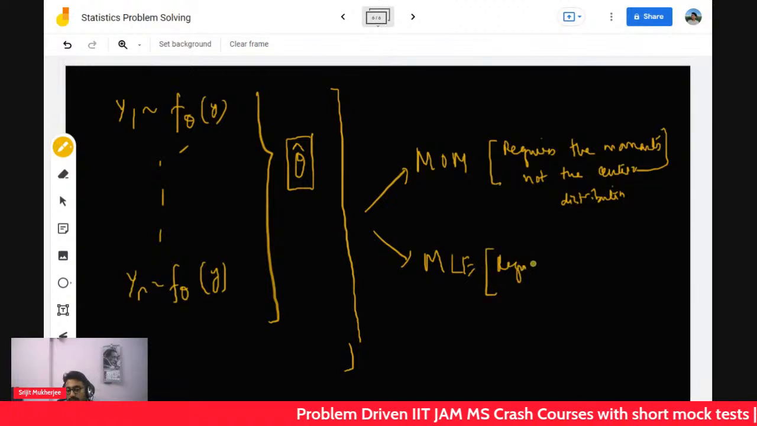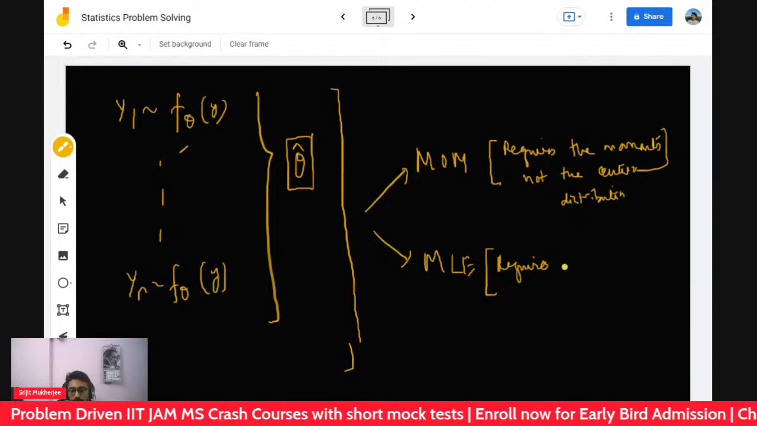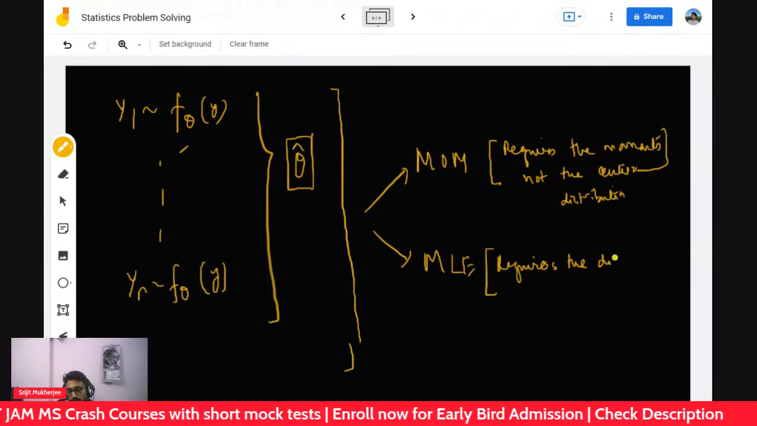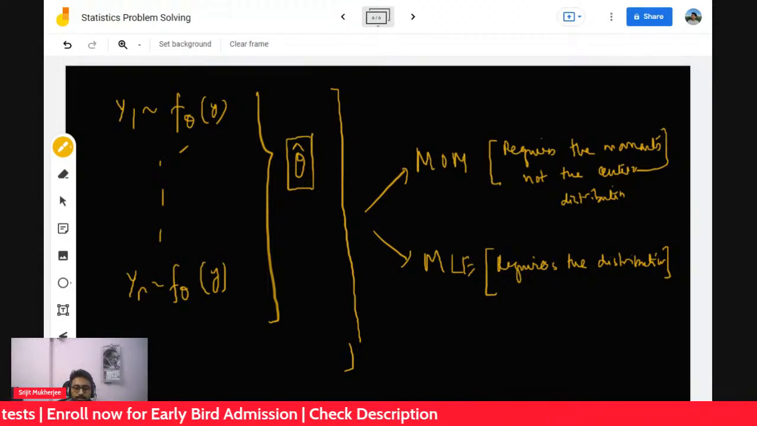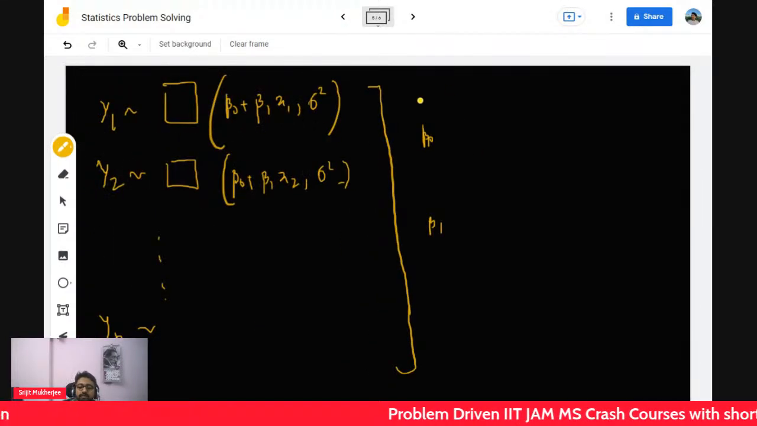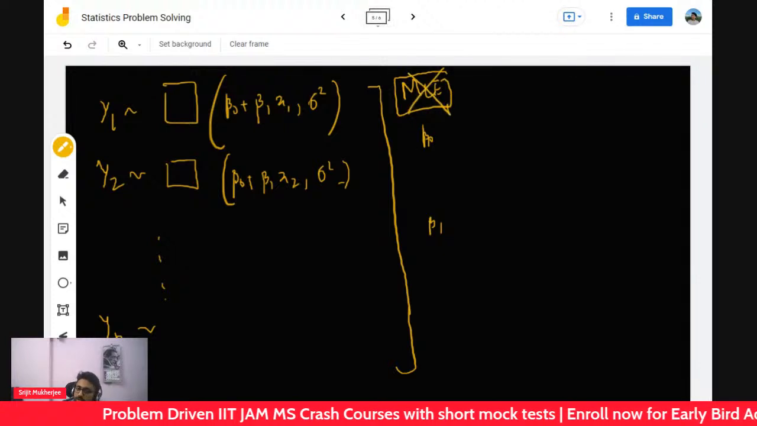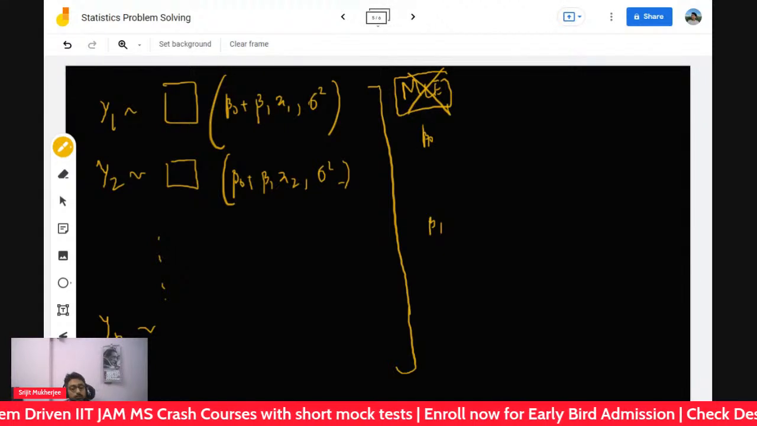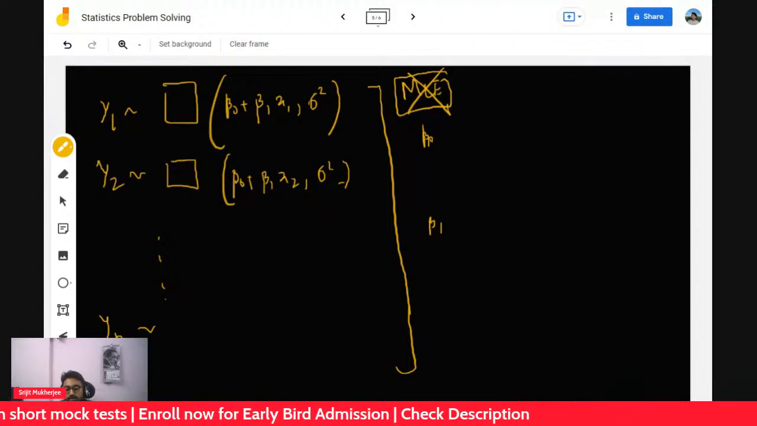These are certain things that people miss, which is why I'm mentioning it to you over and over again. MLE requires a distribution, but MOM doesn't require a distributional assumption. This is very important. But here we cannot use MLE right away. Why? Because we don't know the distribution assumption of the yi's. So we need a different method.